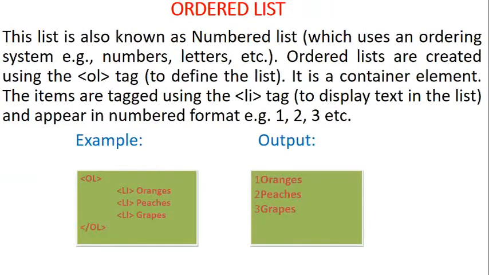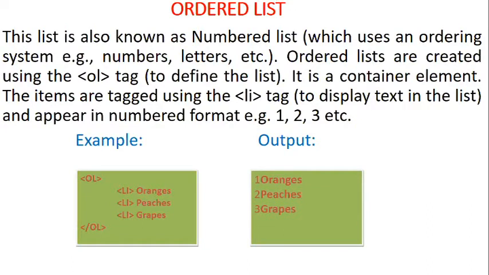The first is the ordered list. This list is also known as the numbered list, which uses an ordering system like numbers, letters, etc. Ordered lists are created using the OL tag. The OL tag is used to create the ordered list, and it is also known as the numbered list. It is a container element. The items are tagged using the li tag.